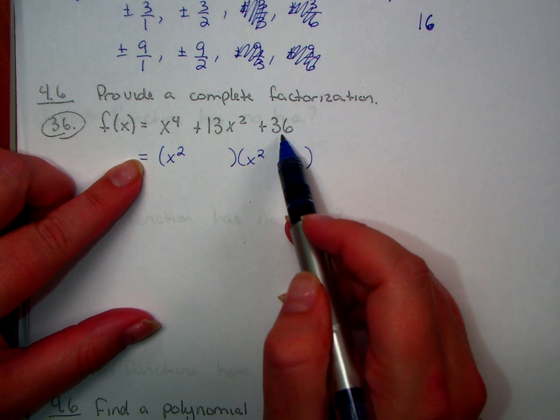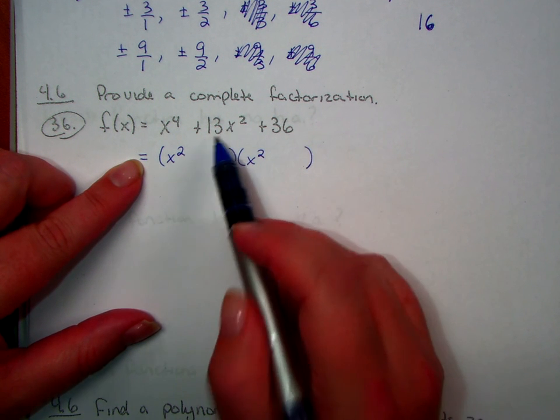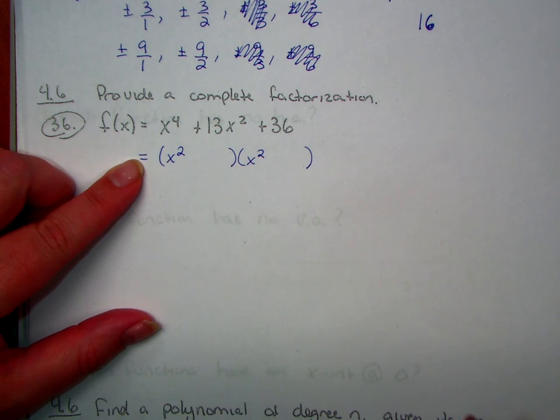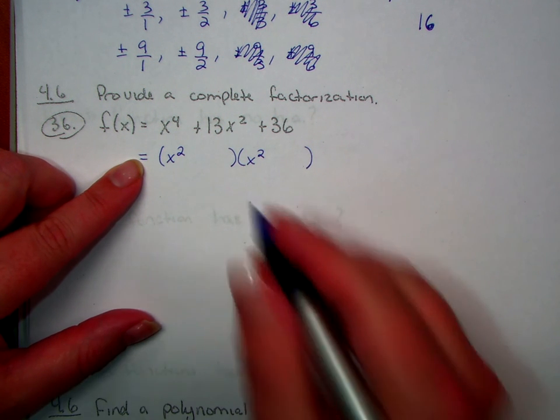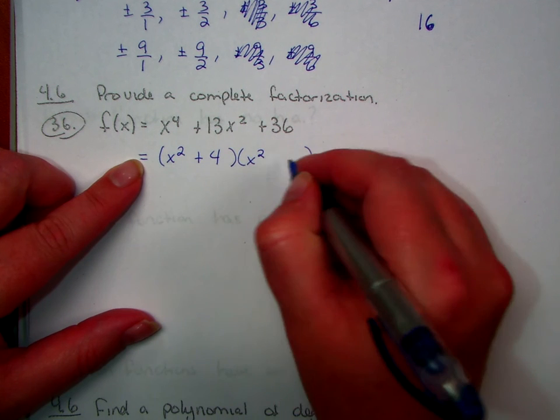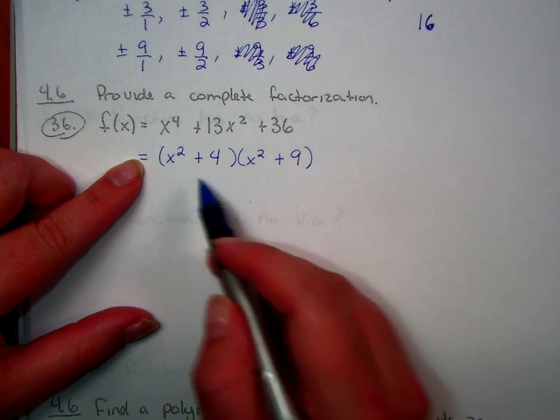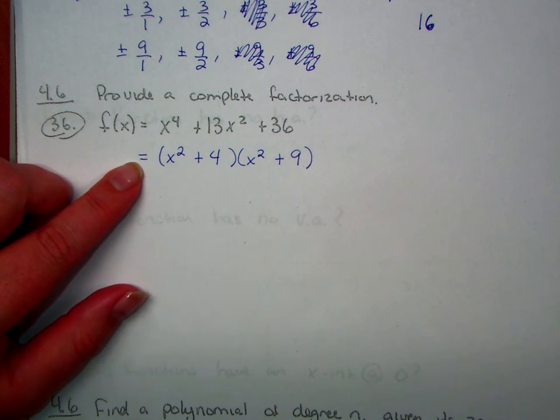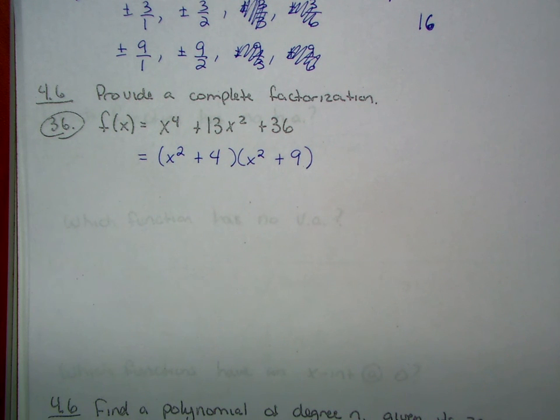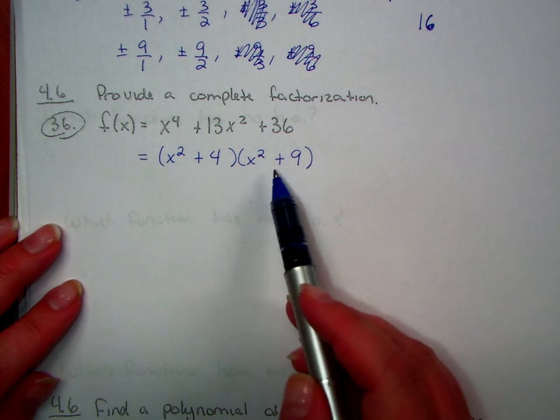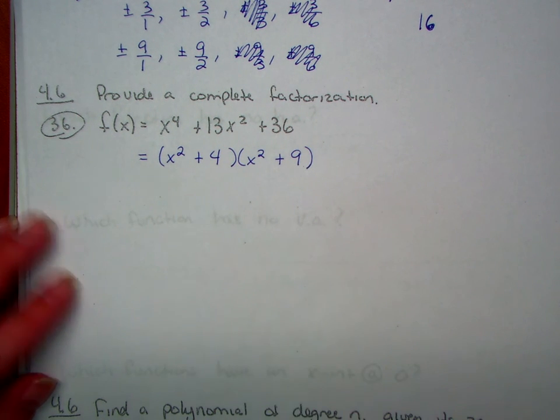And so now I need 2 numbers that multiply to 36 and add to 13. And those numbers would be 4 and 9. Okay, so I'm going to get positive 4 and positive 9. Now x squared plus 4 and x squared plus 9 does not factor, right? Because they're a sum of squares. They would factor if they were negative here, but they're not, right?